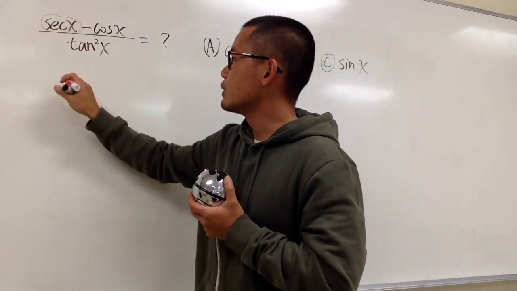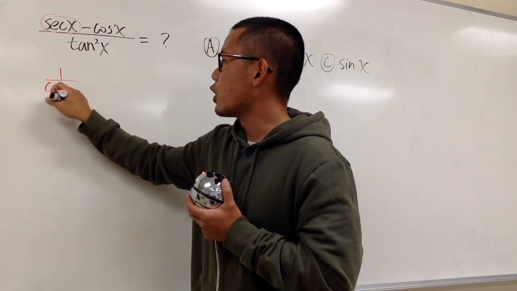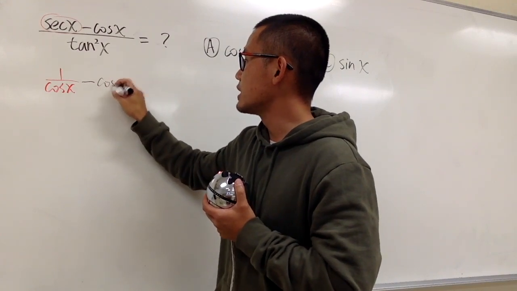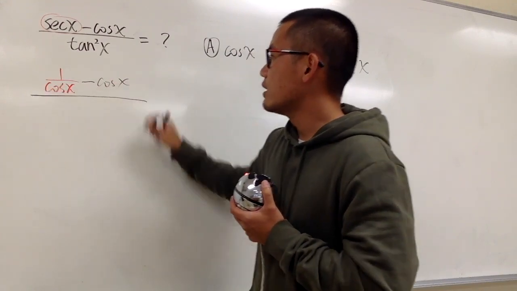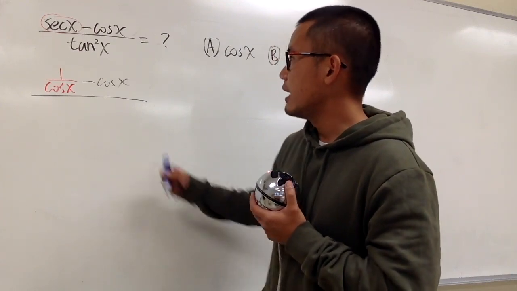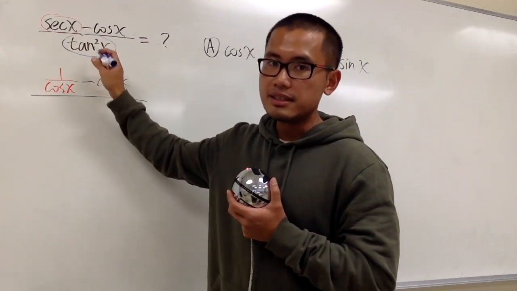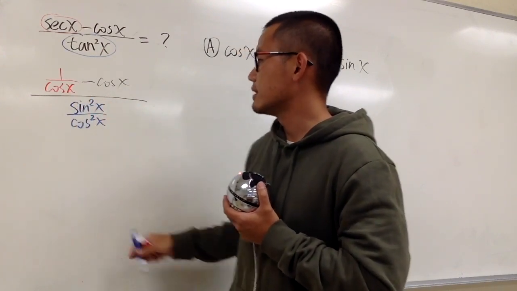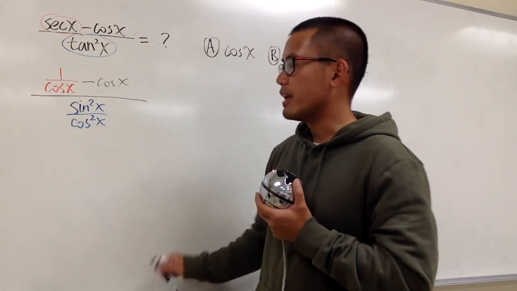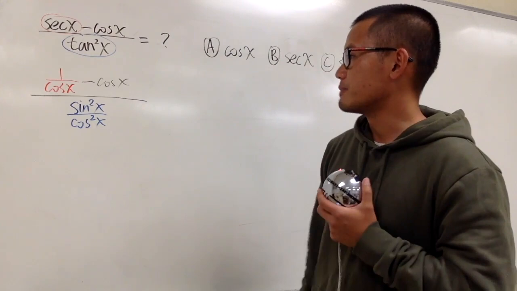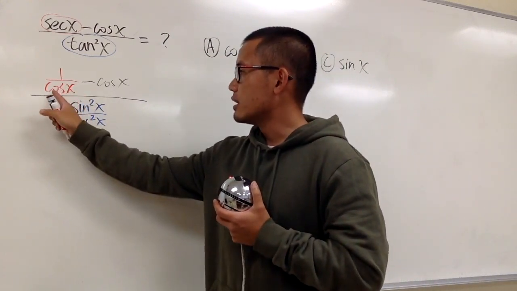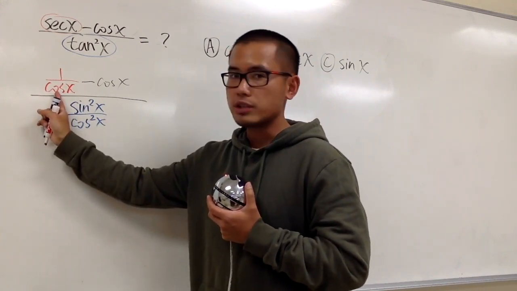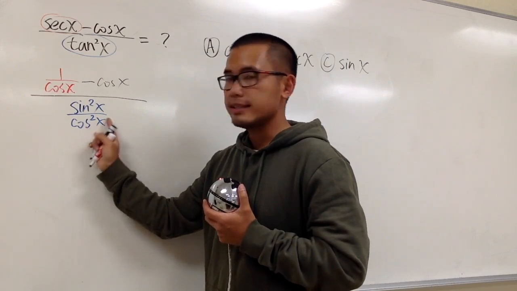This is secant x, which is the same as 1 over cosine x, right? And then minus, this is cosine x, so let me just keep it as how it is. And then all over, for the tangent square x in the denominator, this is the same as sine square x over cosine square x, right? And now we'll take care of the complex fractions altogether. So we see that this is the small fraction, this is another small fraction. The denominator here is cosine x. The denominator here is cosine square x.